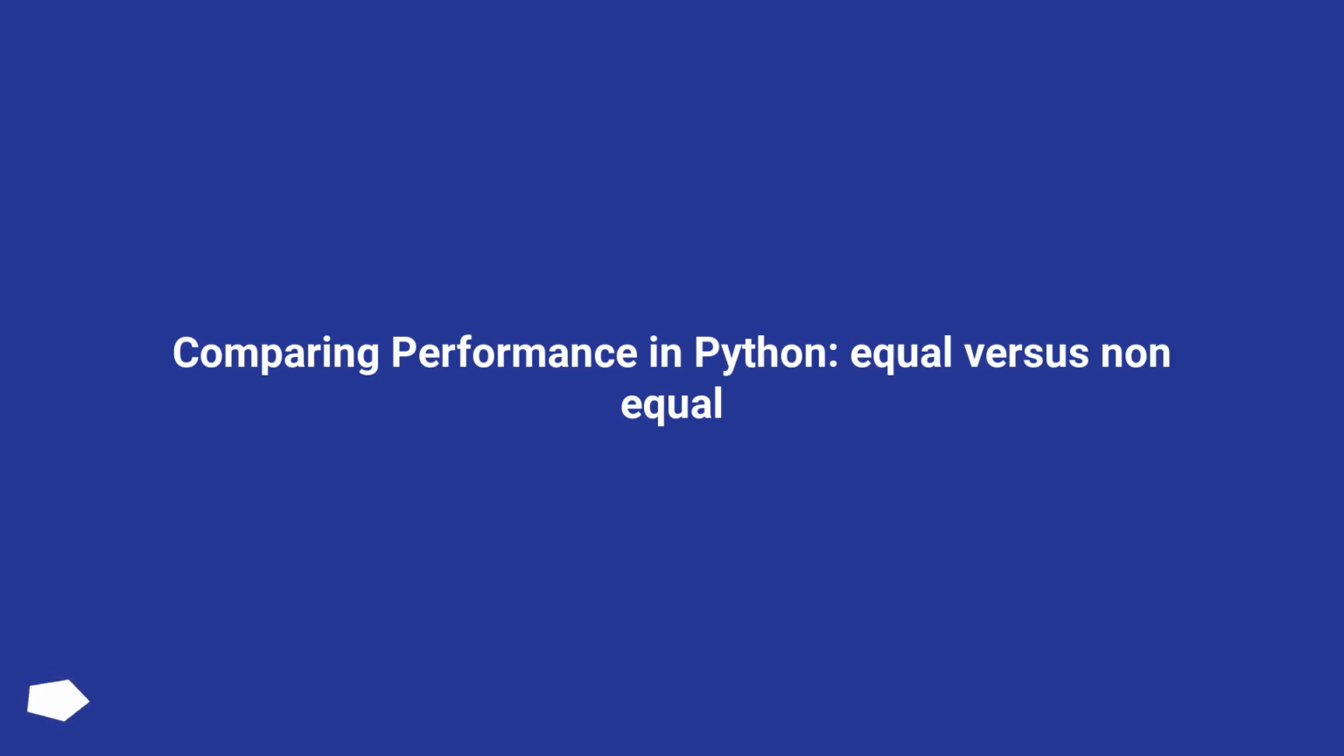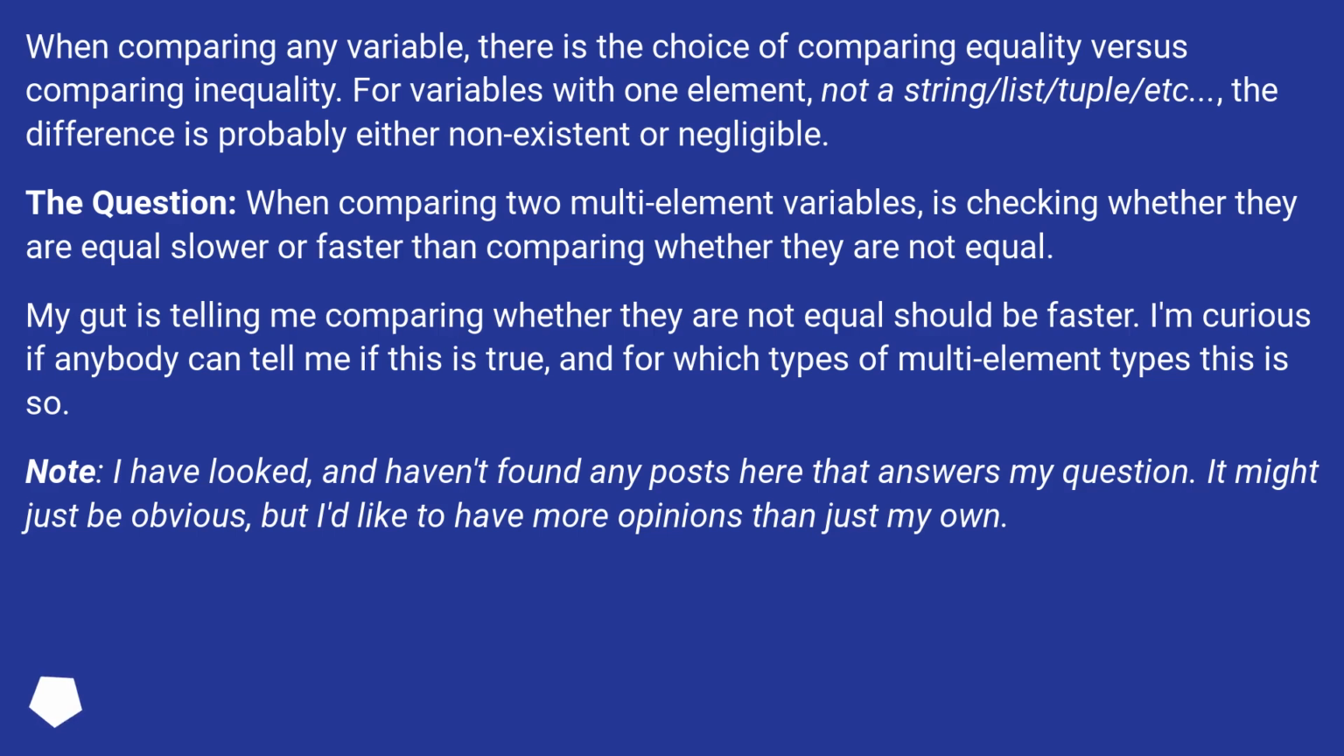Comparing performance in Python, equal versus not equal. When comparing any variable, there is a choice of comparing equality versus comparing inequality. For variables with one element, not a string, list, tuple, etc., the difference is probably either non-existent or negligible. The question, when comparing two multi-element variables, is whether checking that they are equal is slower or faster than checking whether they are not equal.